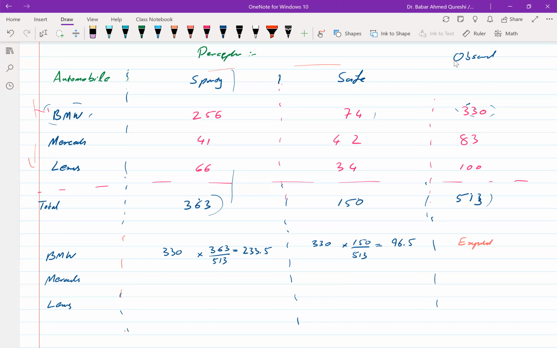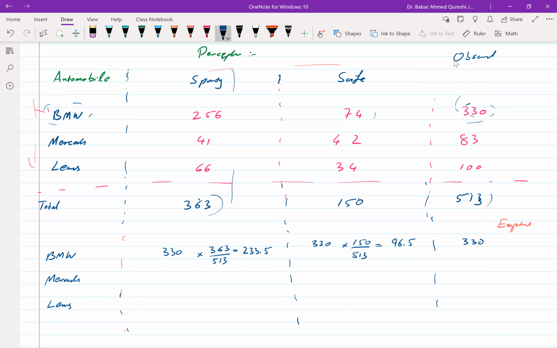And you can see, let me write expected here, that these expected numbers will still sum to this previous number, 330. Now, this division and this multiplication, you could do it the other way as well. You could have said that 330 out of 513 are expected to say BMW.